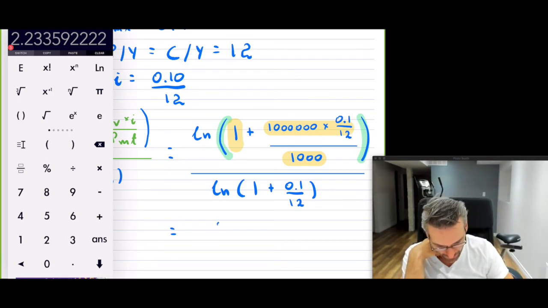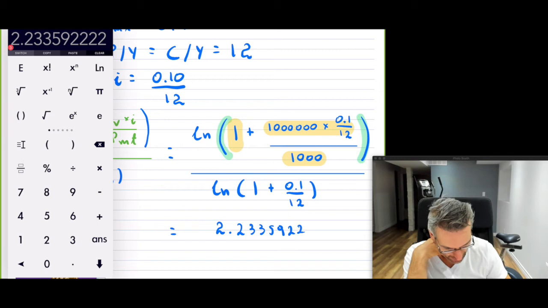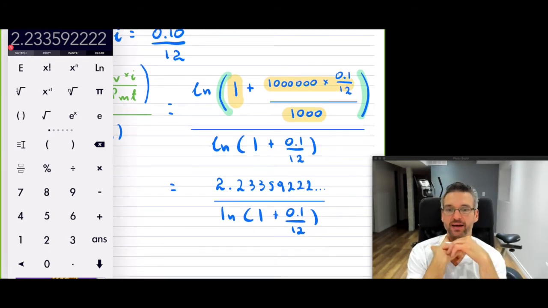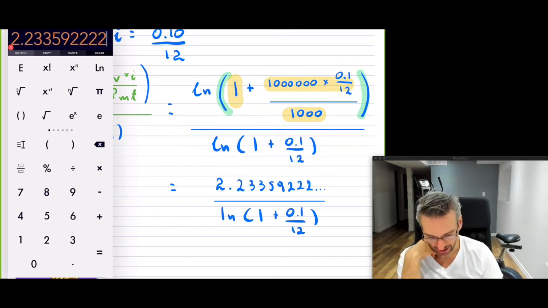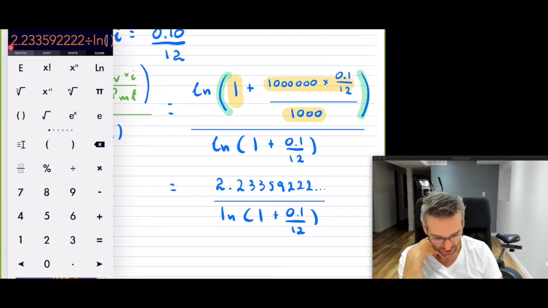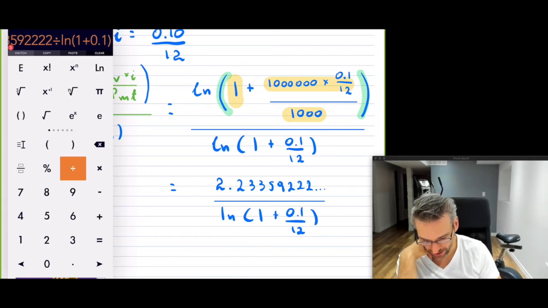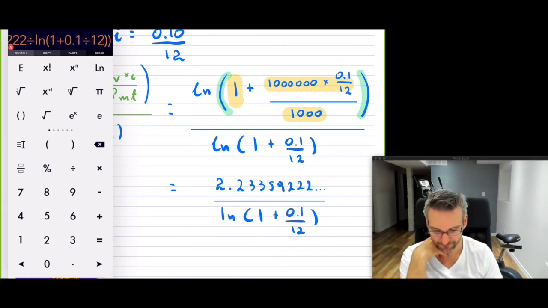Now, some people will write this down for themselves, and you want to try to do it with as many decimals as you can, and then divide by the denominator, so 1 plus 0.1 divided by 12. Because I already have that answer in my calculator, I don't have to write it down. I will just take my answer and say divided by the ln of, and inside that bracket, I have 1 plus 0.1 divided by 12, close the bracket.